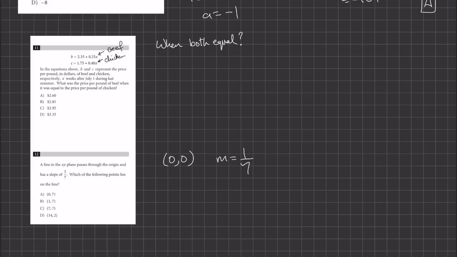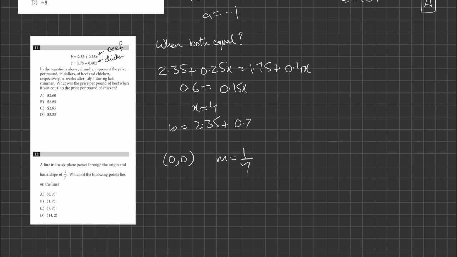We're halfway done already. Now, question 11. It gives us the equations for price per pound and asks for the price when they're equal. So we put the equations equal. Simplifying gives us x equals 4. Now we can plug that into any equation and that'll give 3.35, or option D.